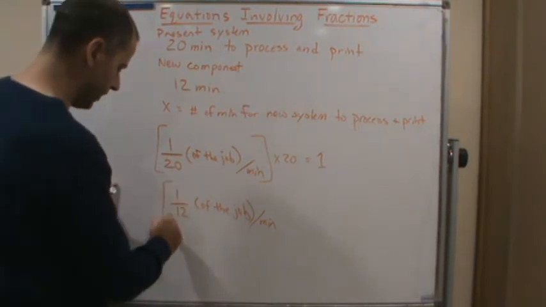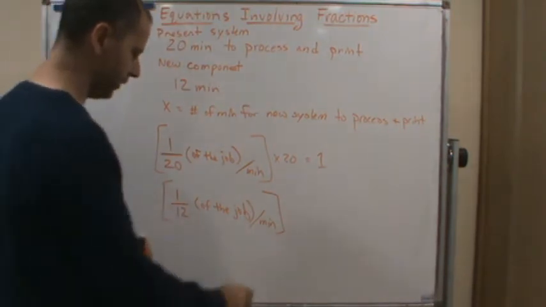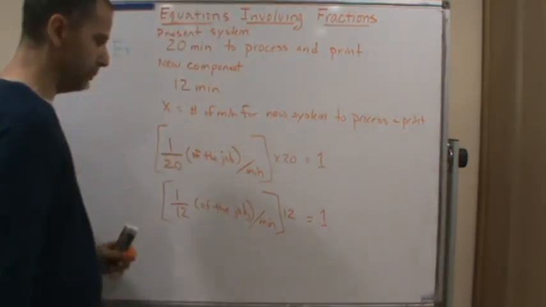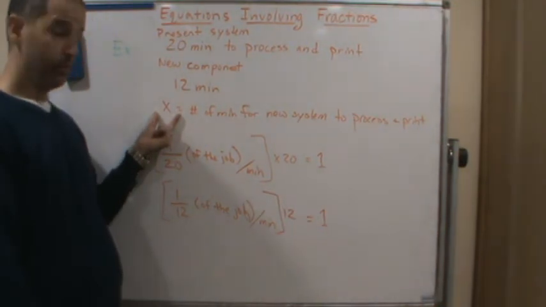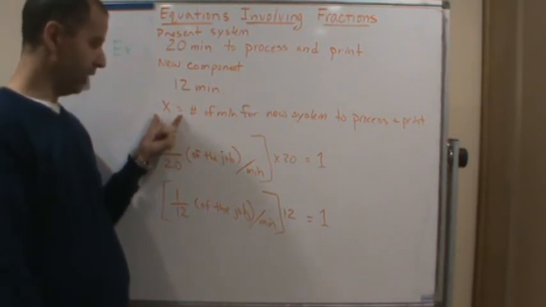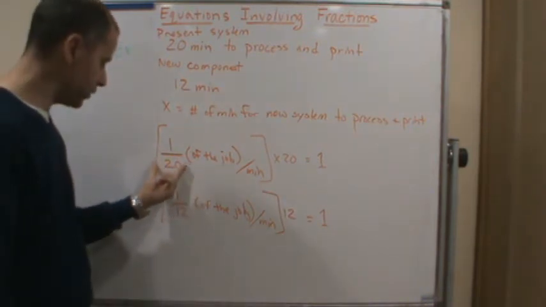The same thing here: if we take the rate at which the new component processes and prints the job, which is 1/12, times the 12 minutes, that also gives us the full job. But now we want to know, what if they were working together? Well, we know it's going to take X minutes for the entire process with them both working. That's the unknown, but we know these rates.